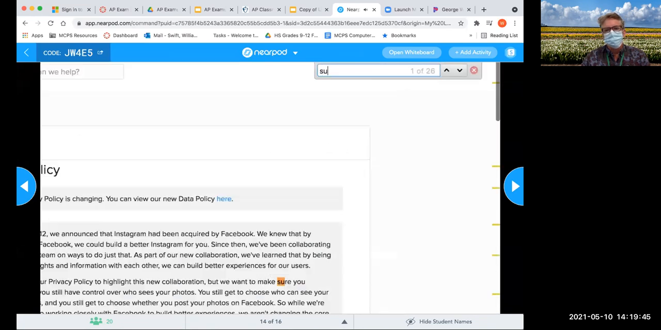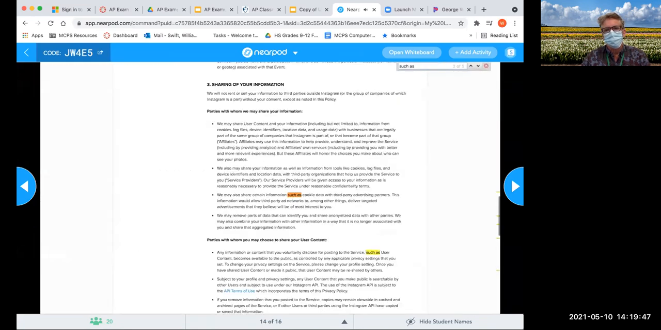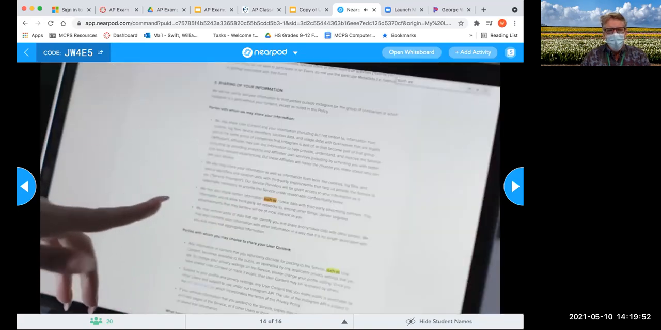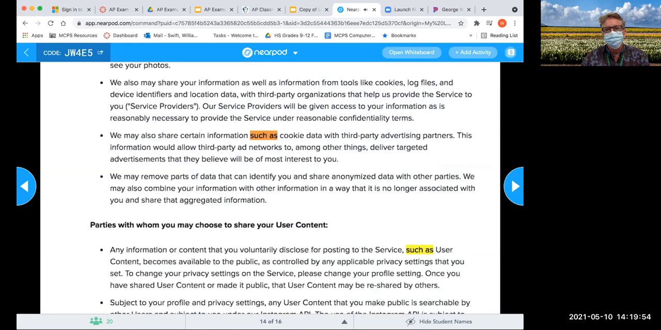How about trying "such as"? There's 5 "such as"s here. So here we have a "such as." That means we also share certain information such as cookie data. So that means they could be sharing cookie data, but it also leaves it very open. It could be other stuff too. Nate would not be happy.